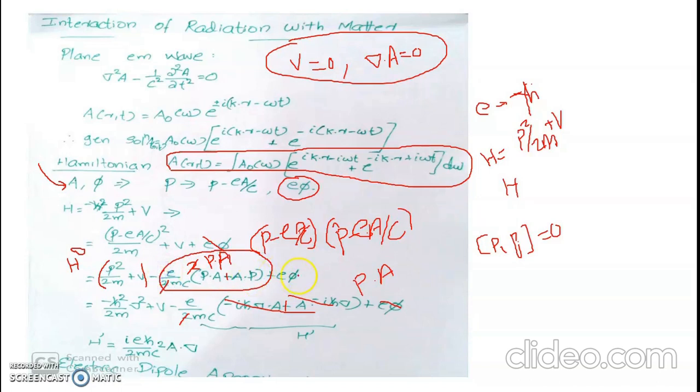Of course e phi is there, but Lorentz gauge has given me the flexibility to choose this term as 0. So I precisely write it here in this step, 0. So the perturbed part of the Hamiltonian is minus e by mc into P dot A, where P is the momentum operator and it has a format that is known to me, which is minus i h cross grad.